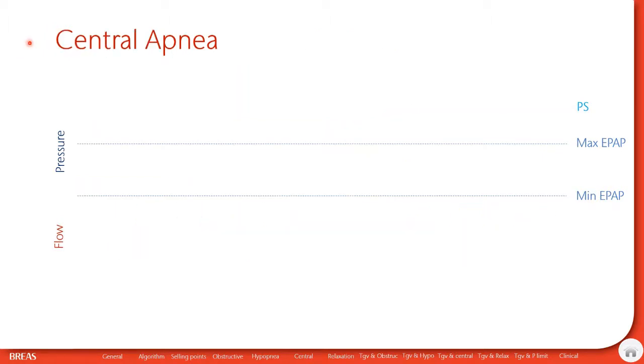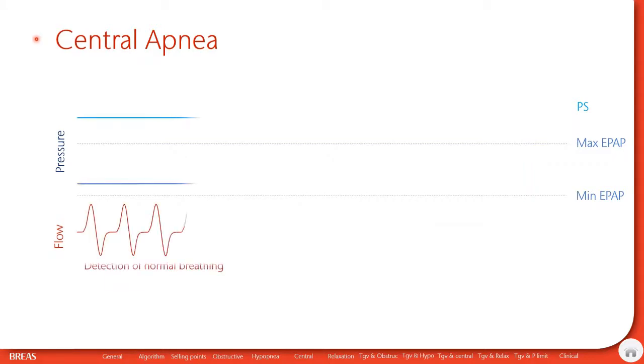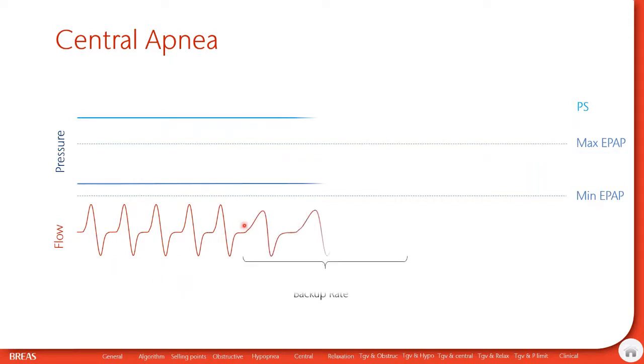Let's look at the central apnea. So again, the same starting scenario where we have detection of normal breathing. And then here, during a certain period of time, we still see flow. The flow is being generated by the backup breaths. So there is no patient effort.